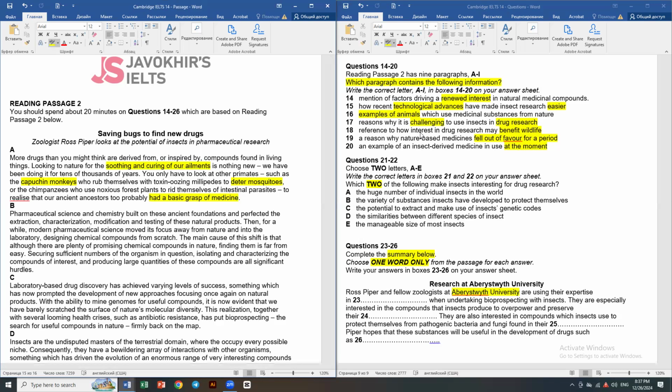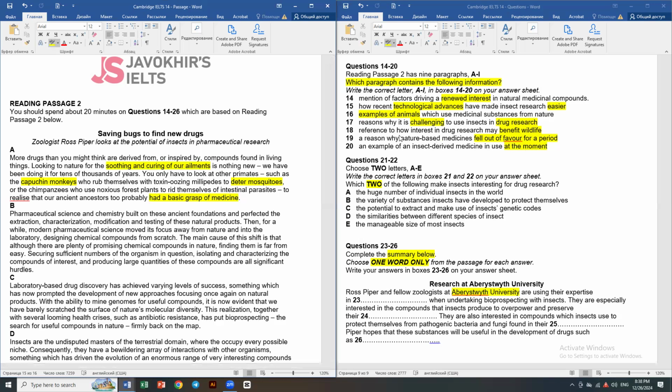So anyway, mention of factors driving a renewed interest. No, that's not it. How recent technological advances have made insect research easier. That's not that either. Paragraph A. What are you talking about? Examples of animals that choose medicinal substances from nature.